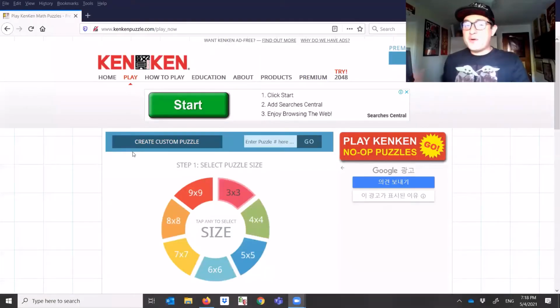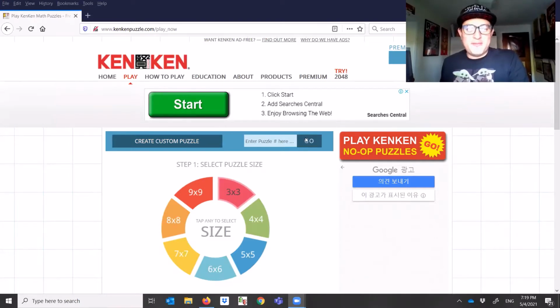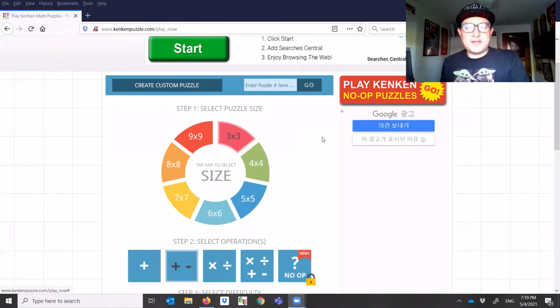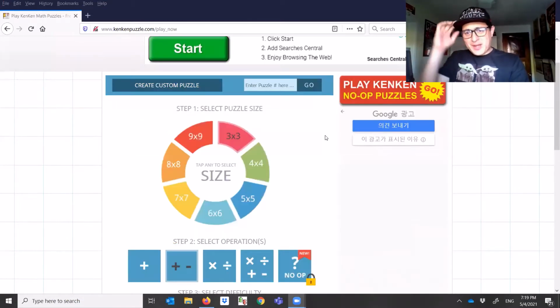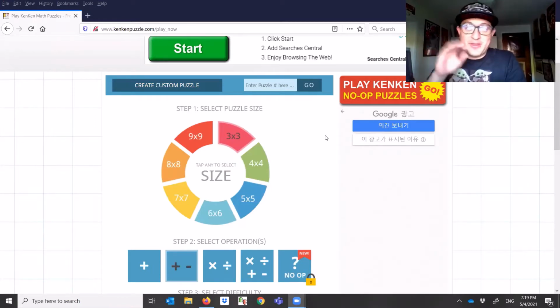All right, everybody. So I moved rooms. I'm actually in my house. And so I'm going to show you how to play Ken. So I have clicked on the link, and here is the website. So the point of Ken is that you want to be able to fill a box with the different numbers.